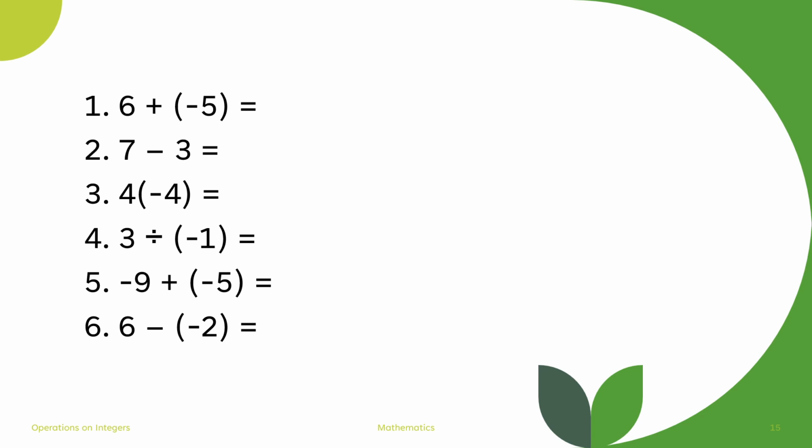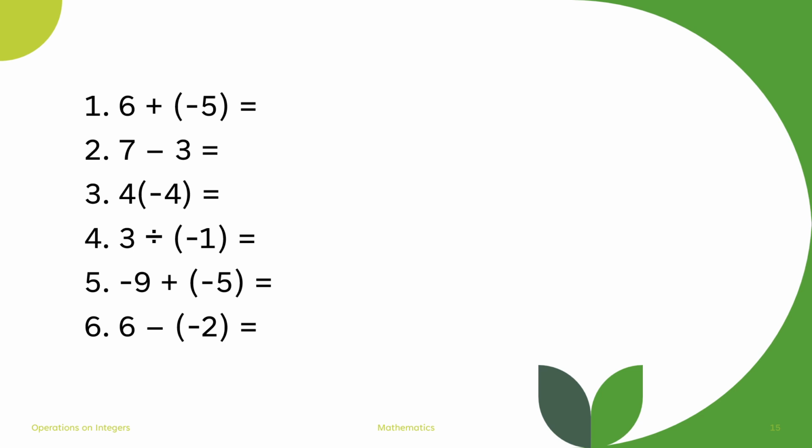3 divided by negative 1, different sign, so dividing also gives the answer negative 3. Negative 9 plus negative 5, same sign, keep and add. Two negative integers, we add them to get a negative integer, negative 14 as our final answer.